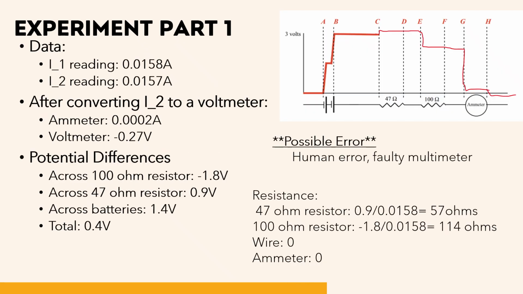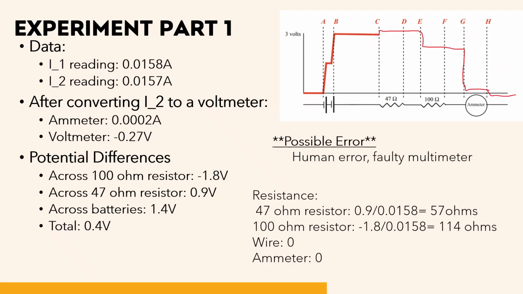The data we got: the initial readings on both of the ammeters were about 0.015 amps. After converting the second ammeter to a voltmeter, the first ammeter read 0.0002 amps and the voltmeter read negative 0.27 volts. The potential difference across the 100 ohm resistor was negative 1.8 volts, across the 47 ohm resistor was 0.9, and across the batteries was 1.4.